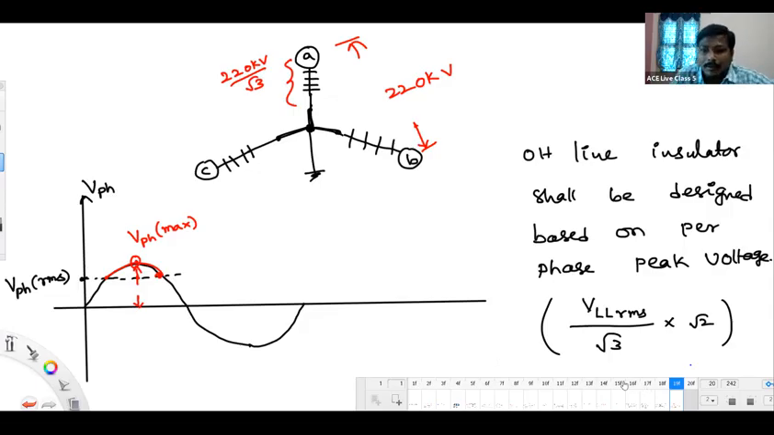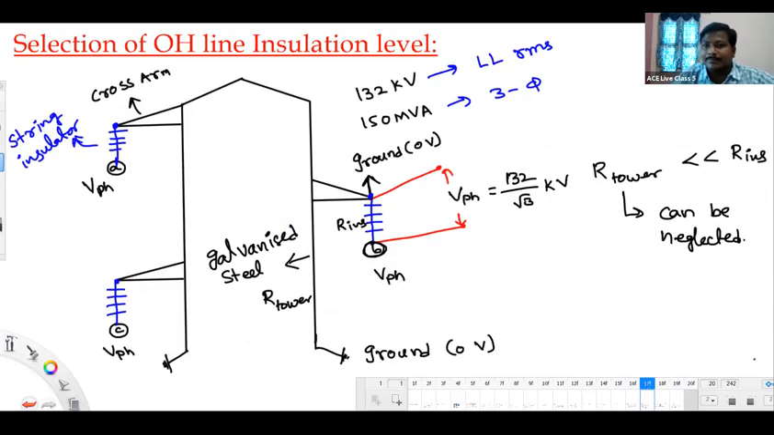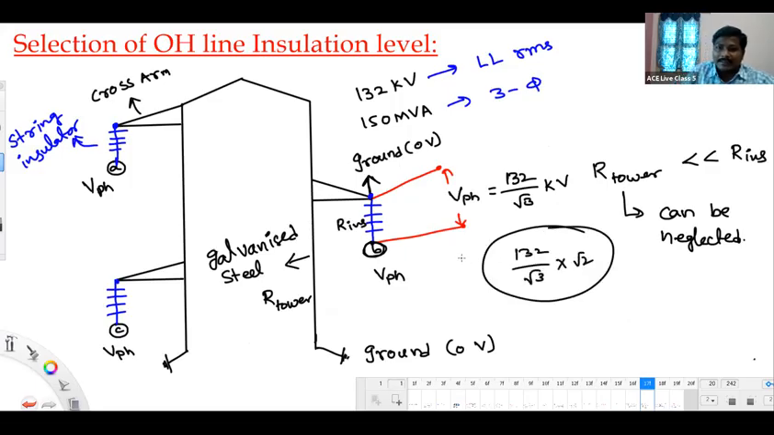Now, one more question I am asking. Very simple question again. Just look at this diagram. This voltage, 130 kV by √3 into √2, for that voltage we are designing the insulator. 132 kV by √3 into √2 peak voltage. Based on this voltage, we have designed the insulator.